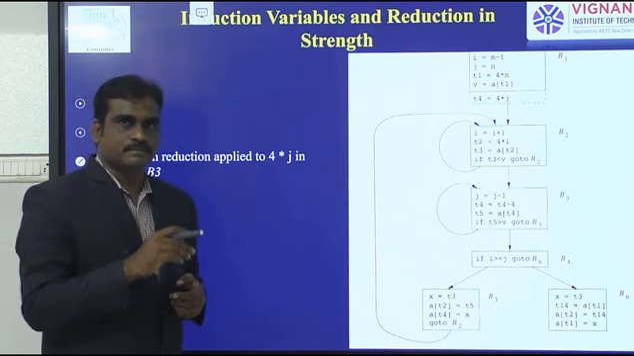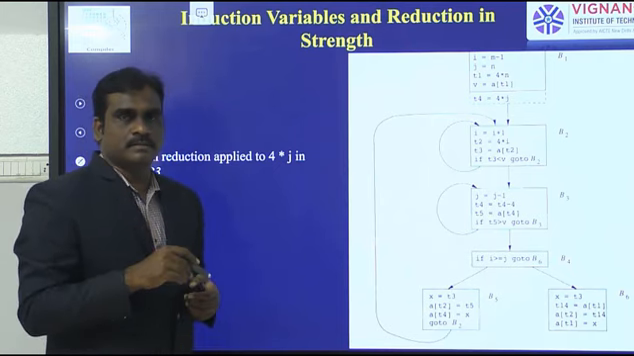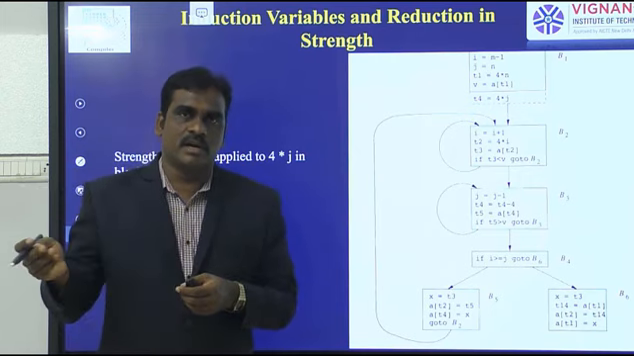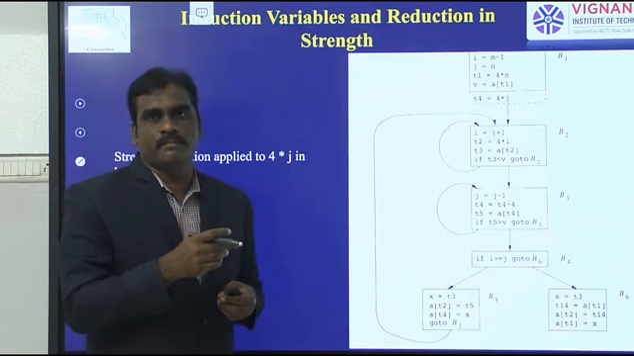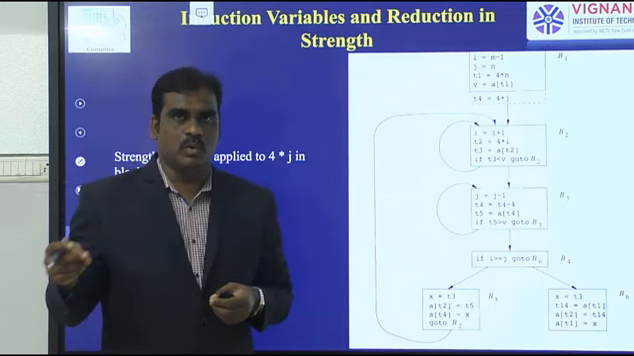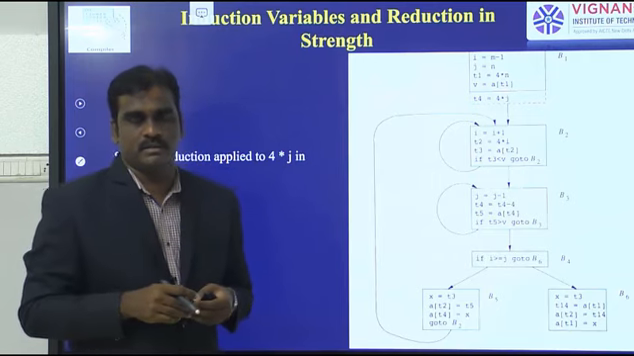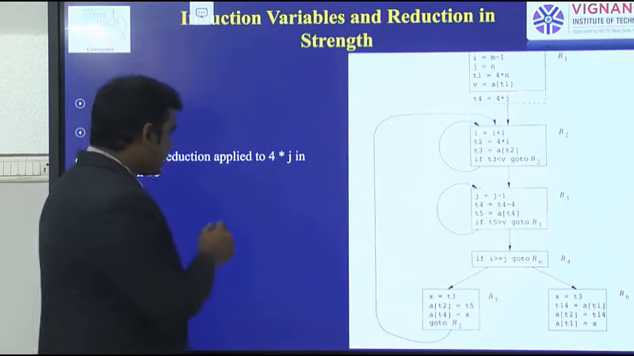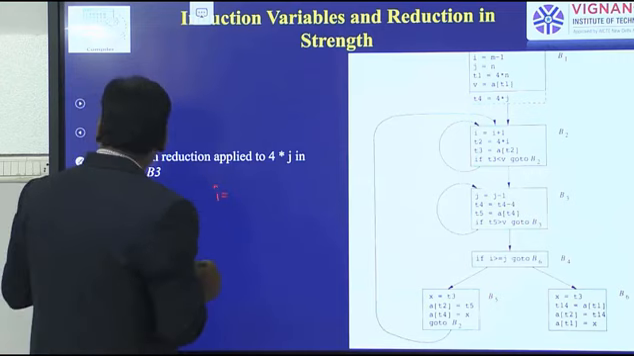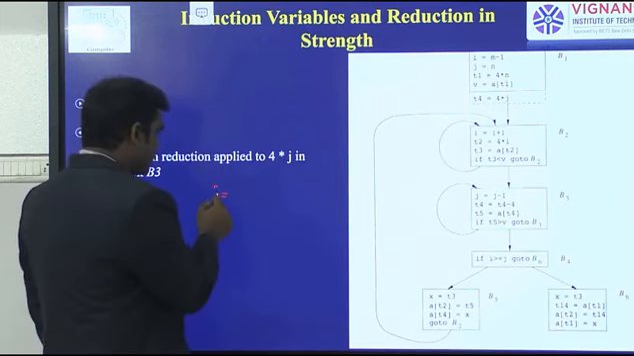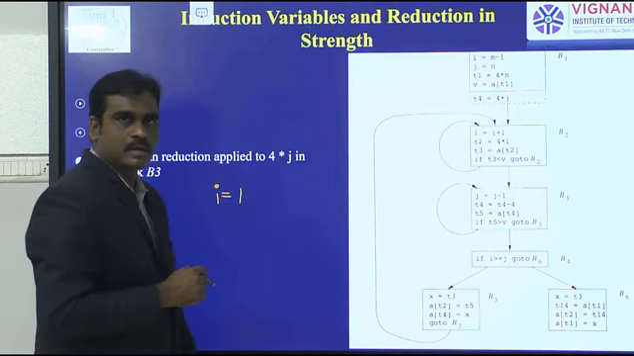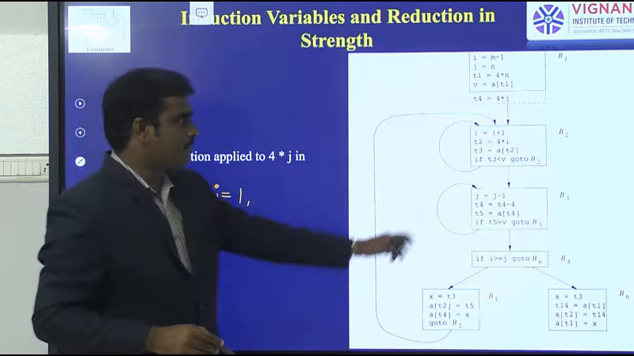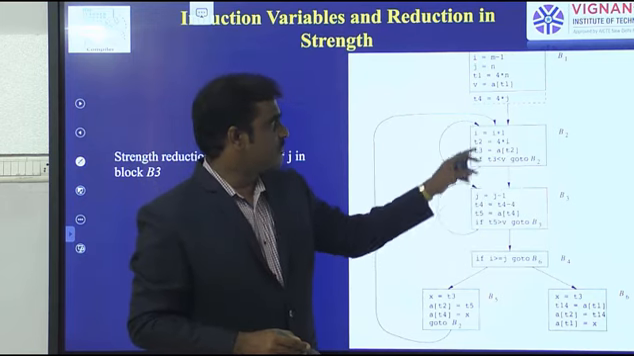All of you know that reduction in strength means, suppose you are performing multiplication, that is replaced with addition or subtraction. So the higher operation is replaced with the lower operation. That is what we call reduction in strength. And then induction variable means, for example, take I equal to 1, or take temporary variable t1 equal to 4, because every time we are using 4 into I, 4 into j, like that.